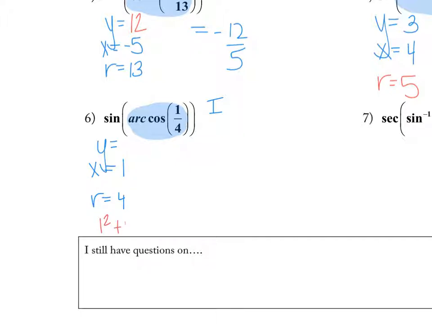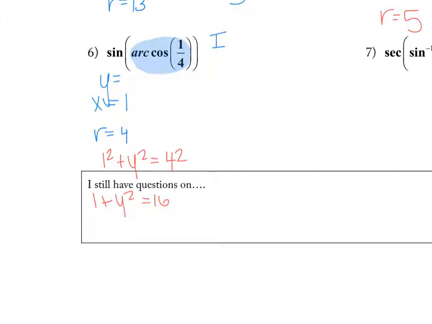So x squared plus y squared equals r squared. So we get 1 plus y squared equals 16. Y squared equals 15. So y equals root 15. Normally you do plus or minus with square roots, but since we know we have to be in quadrant 1, we know that y has to be positive. So then from there, we just take the sine, which is going to be y over r. So that is root 15 over 4.